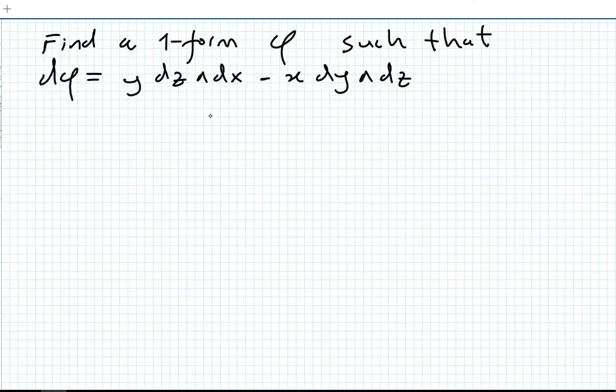So the problem now is to find a one form. This will be another video solving another problem. Find a one form phi such that the total derivative d phi will be y dz wedge dx minus x dy wedge dz. Okay, so we have to find a one form phi, and if we take the exterior derivative of that phi, we will get this. So which one form, taking the derivative, gives this? That's the question.